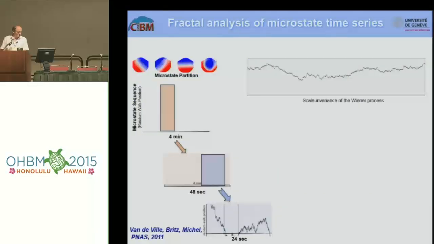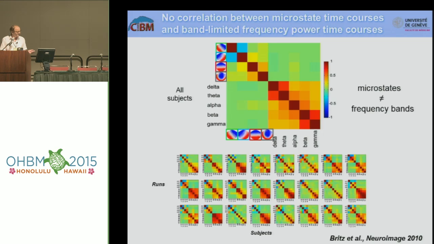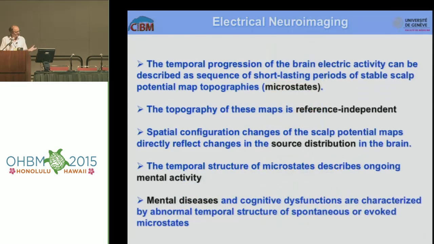I want to finish with the conclusion that the temporal progression of the brain electric activity can, as I showed you, be described as a sequence of segments, of short-lasting periods of stable scalp map topographies, be it in evoked potentials or in spontaneous EEG. A reduction of the EEG into states, in terms of topographic distributions.